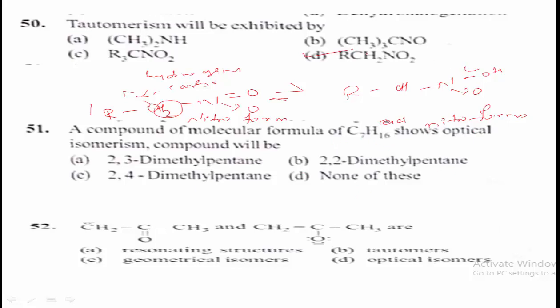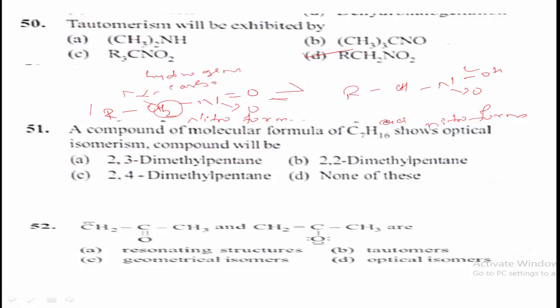Students, remember, a compound containing alpha hydrogen atoms shows tautomerism. Next question number 51, students. A compound of molecular formula C7H16 shows optical isomerism. The compound will be: 2,3-dimethylpentane, 2,2-dimethylpentane, 2,4-dimethylpentane, or none of these.